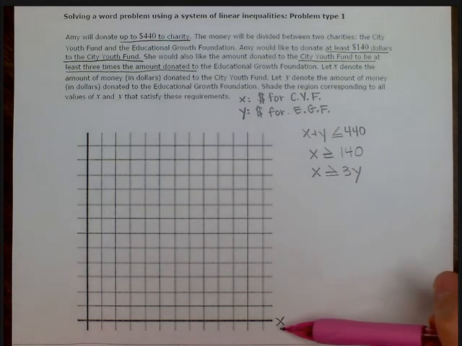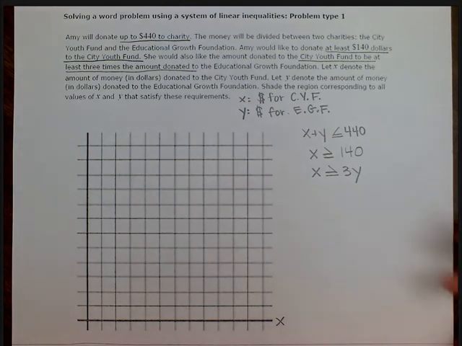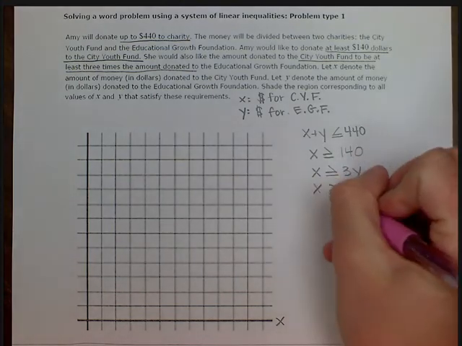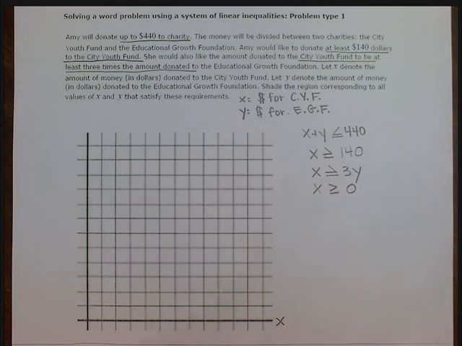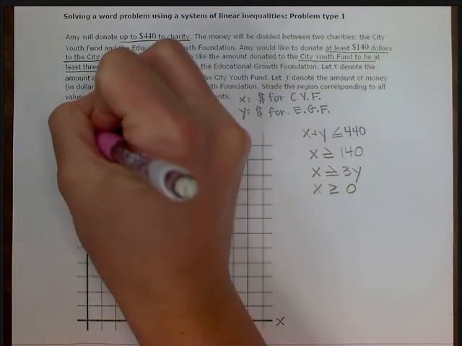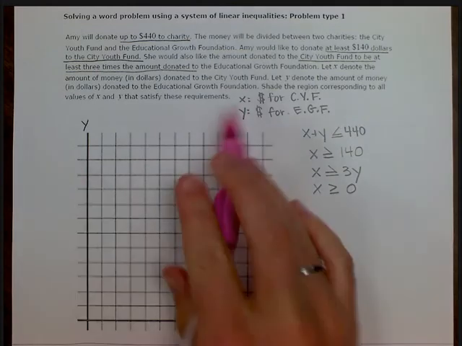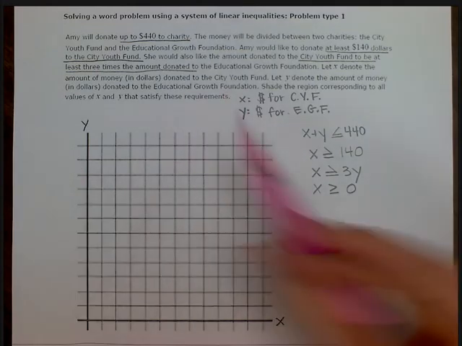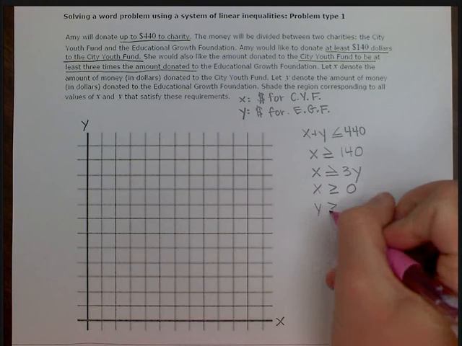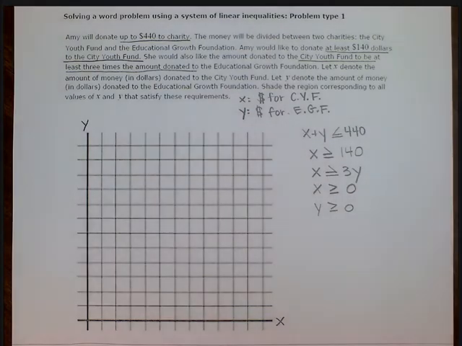Because she can't take any money, and she can give 0, though that's the smallest. So x has to be greater than or equal to 0 because she can't take money from the charity. In a similar manner, she can't take money from the Educational Growth Foundation either. So y also has to be bigger than 0, or else she'd be taking money from that charity.